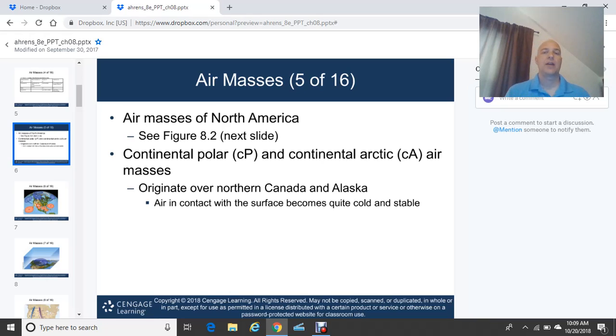All right, and that cold air really gets going. You have a limited amount of daylight at the higher latitudes, so the air mass continues to grow stronger, much colder over time. Air in contact with the surface, like I mentioned, with that ice or snow cover, becomes quite cold and stable with continental polar and continental Arctic air masses.